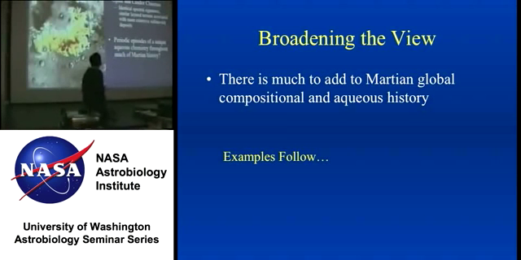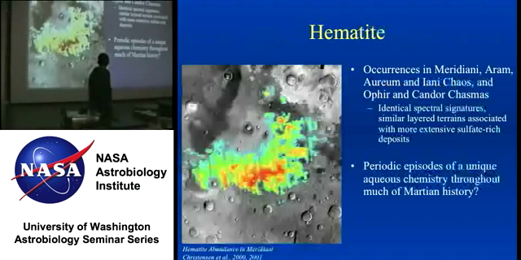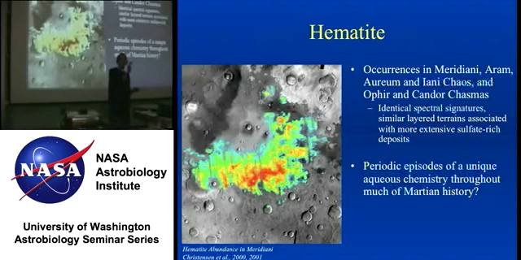So the first one, hematite, which I mentioned before, and this is as well as you can do with the TES data in terms of mapping the detailed distribution. Hematite is a relatively unique composition. Those blueberries that you see at the Meridiani site, that's the source of the hematite. And there are occurrences in a bunch of different areas: Meridiani, Aram, Aureum, and Iani Chaoses, Ophir and Candor Chasmas, as well as Hebes Chasma. They all have identical spectral signatures, and they're all associated with the more extensive sulfate-rich deposits.